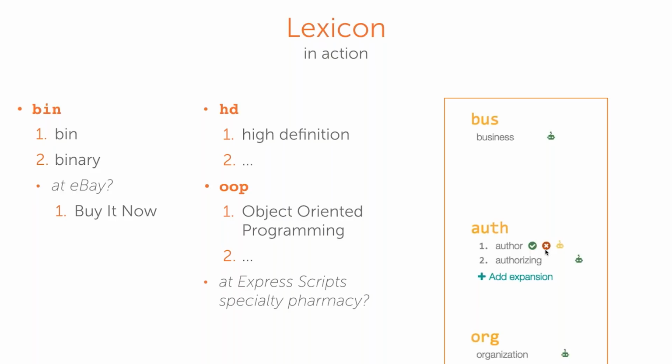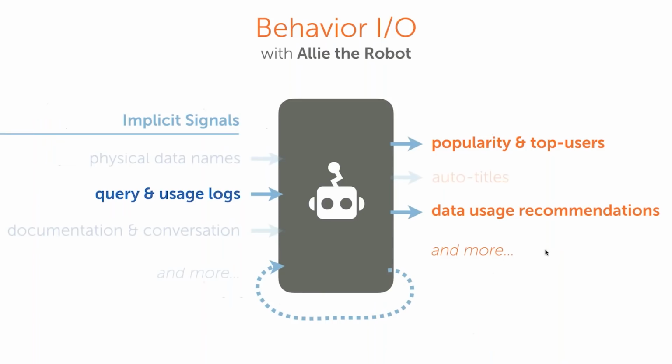But thankfully, with the lexicon, Allie was able to figure out that HD stands in that context often for home delivery, and OOP stands for out of pocket. And these are a few examples, but spreading this over thousands of data fields and data tables, this can really make things that are hard to understand much clearer.